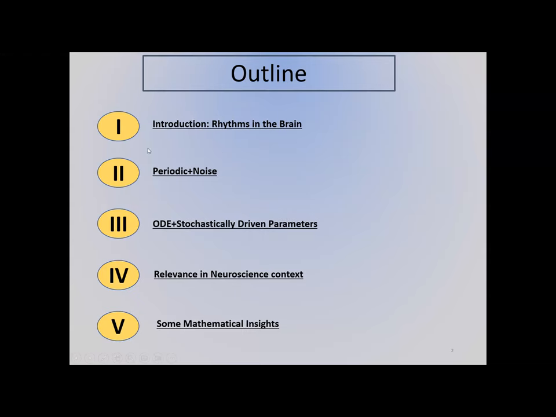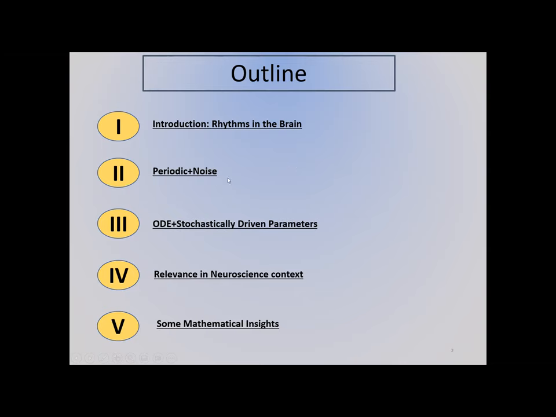I will come back with rhythms in the brain. So there are observations of rhythms in the brain. You heard that before, but I will repeat that again. Then we will see how simple systems, periodic systems, but you add some noise, are relevant to simulate brain rhythms. It's a bit of mathematics, simple computations, and a discussion of how they are relevant.